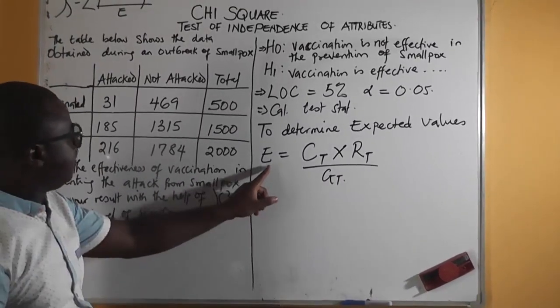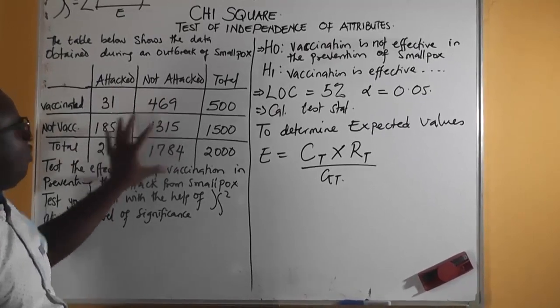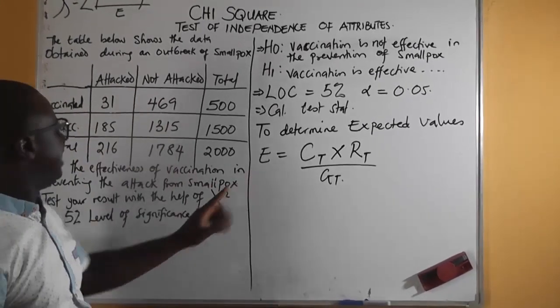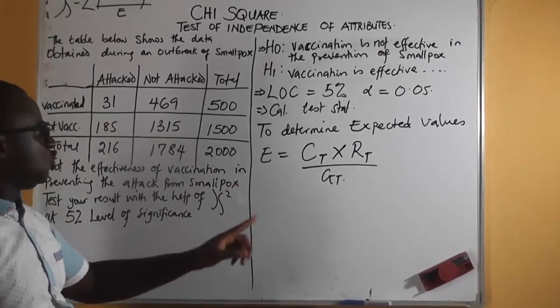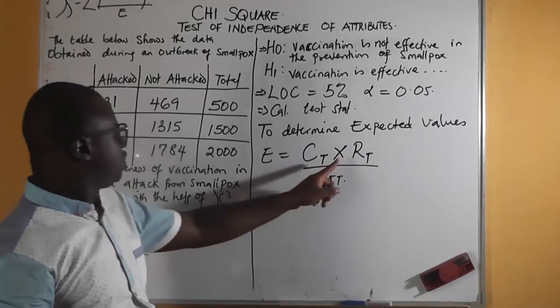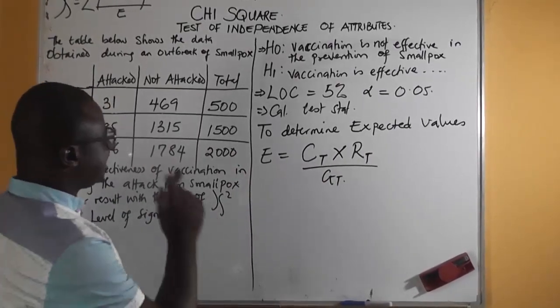To get the expected value of each of these observed values, right? These four values here are observed values. So we need to get the expected value for each of them. The formula for expected value is column total multiplied by row total all over ground total. So let's take the first one now.